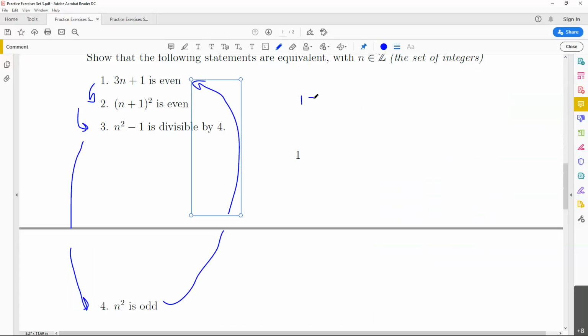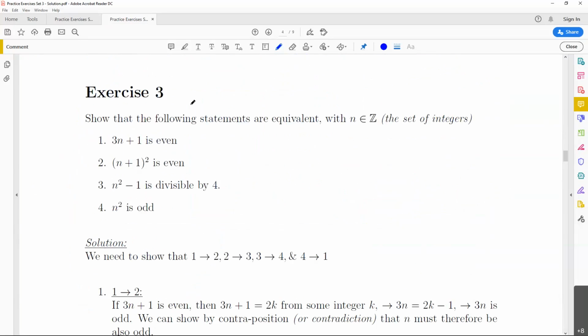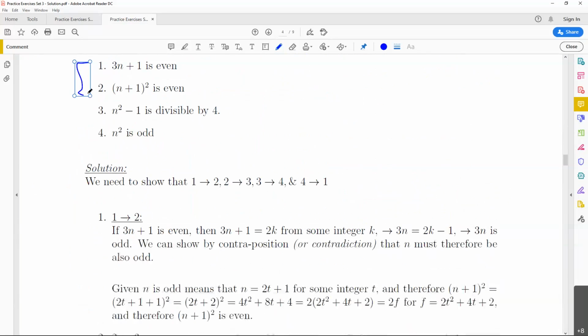Or you could do, hey, 1 is equivalent to 2, 2 is equivalent to 3, 3 is equivalent to 4, and then they're all equivalent. Whatever makes you happy. Let's do a couple of these. I don't think they're going to be very difficult.